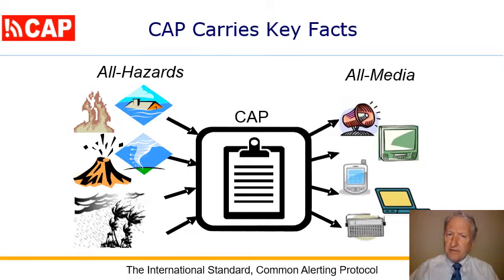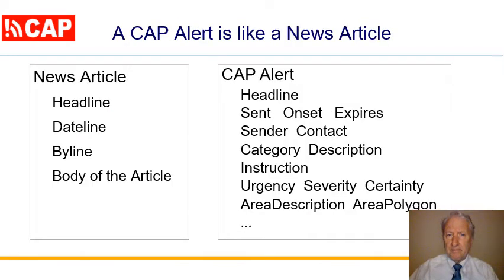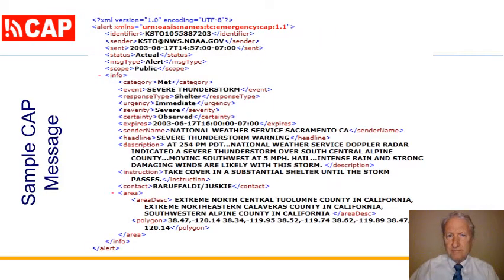Picture CAP as a standard business form in paper on a clipboard. Everyone involved in the emergency should have at least the key facts communicated by a CAP alert. A CAP alert is like a traditional news article, but the key facts are given in separate elements, and many of those elements give actual data rather than just plain text. The data in CAP are coded values essential for automated processing, routing, translation, and much more. The text and data of a CAP message are given in XML format, which you see in this example.